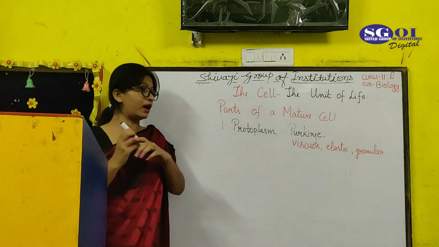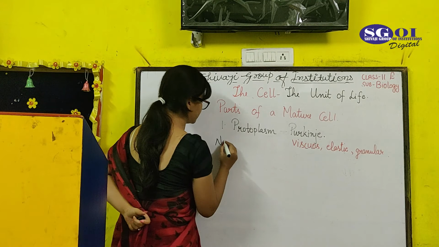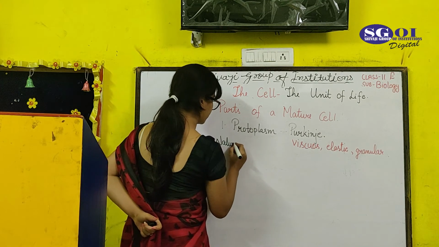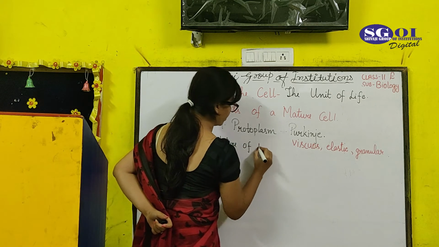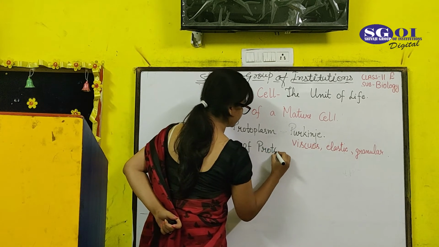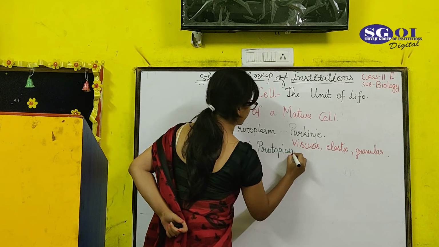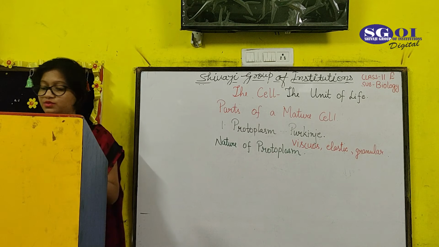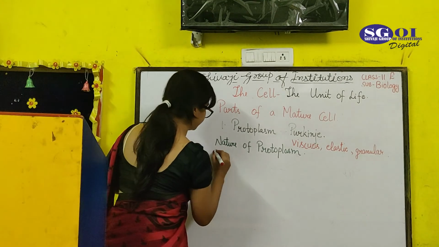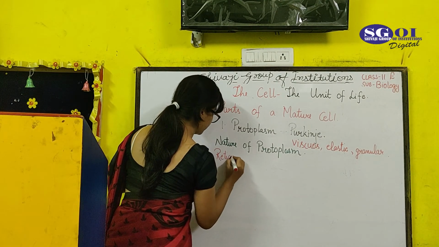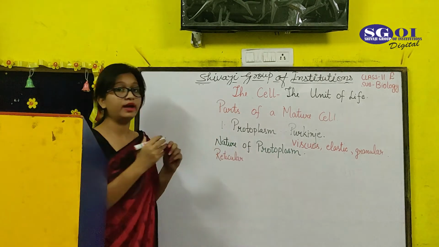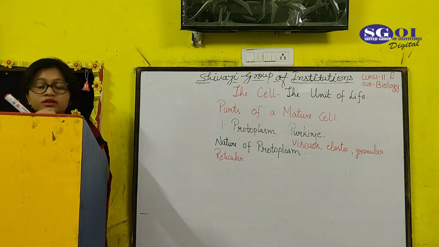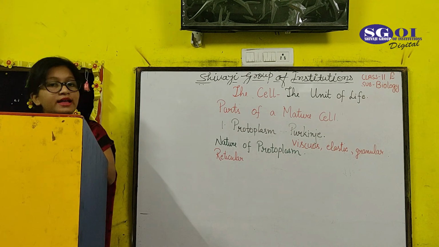We have to know about the nature of protoplasm. On the basis of nature, there are many kinds of protoplasm theories. The number first one is reticular theory. In reticular theory, protoplasm is like a reticulum, and this theory was proposed by Hanstein.